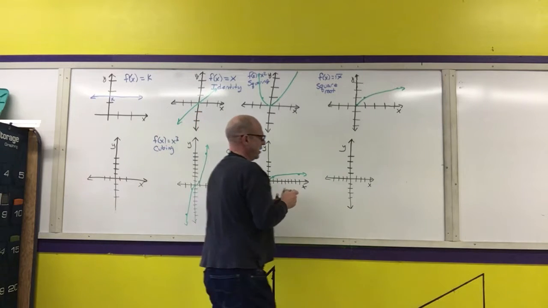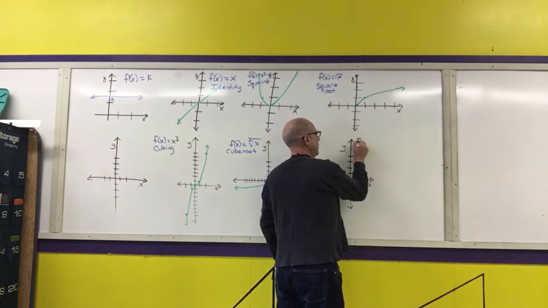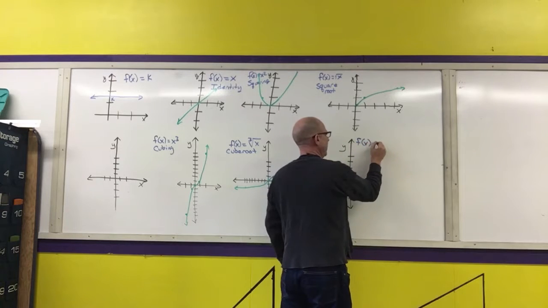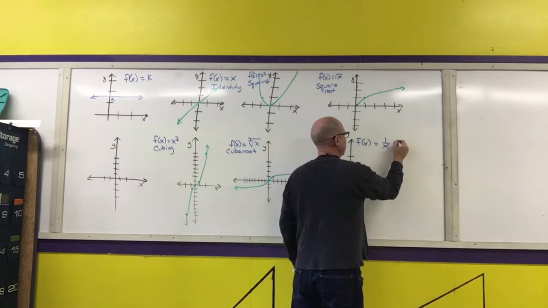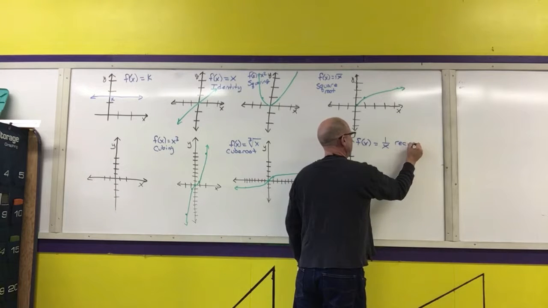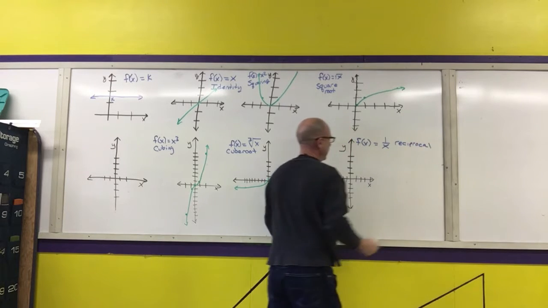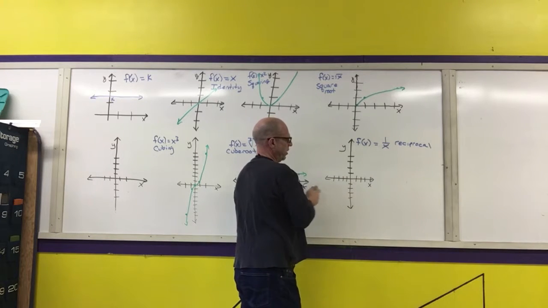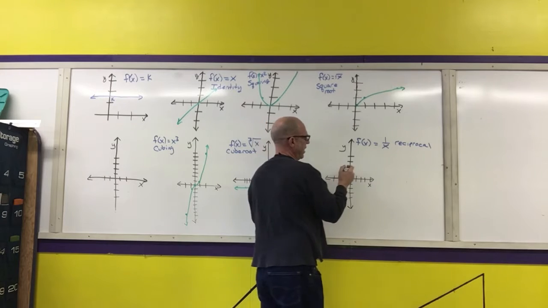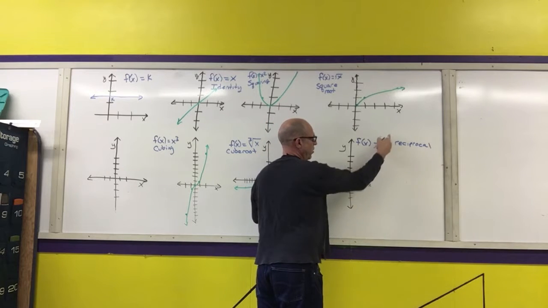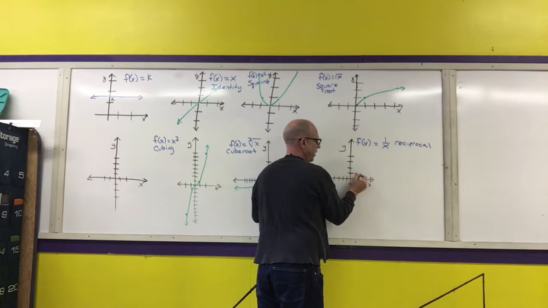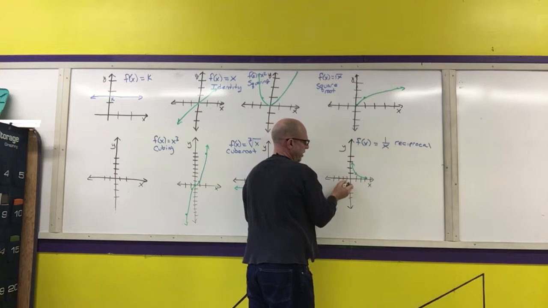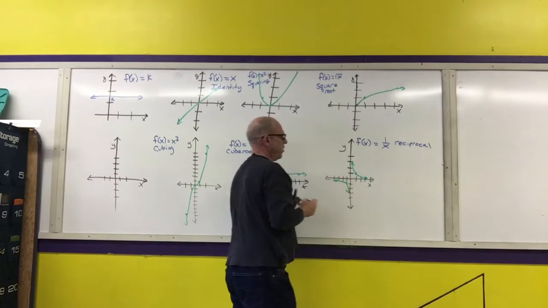The next graph that I want to talk about is f of x equals 1 over x. We call this the reciprocal function. And it is a hyperbola in quadrants 1 and 3 with the axes as asymptotes. So if I put a 1 in here, I get 1, and then it approaches the x-axis and the y-axis. If I put a negative 1 in for x, I get negative 1, and it approaches the x-axis and the y-axis.